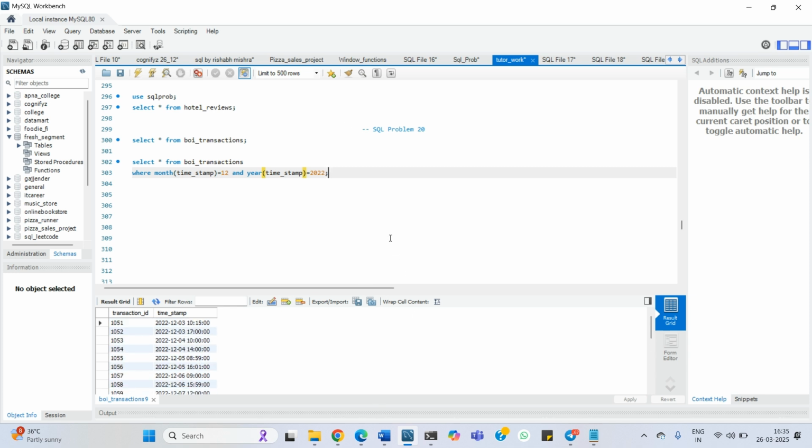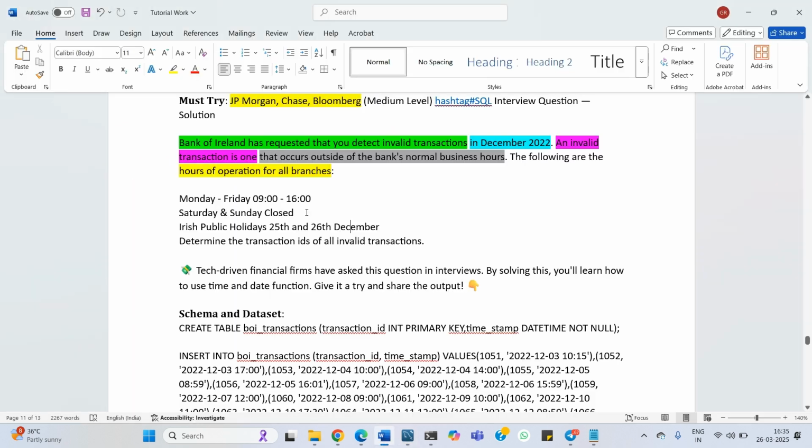After that we can filter the data based on these conditions. First we'll provide a condition for Monday. It says Monday to Friday, 9 and 16. So we'll find the number of days also. We can find the Monday to Friday days, because they are weekdays.